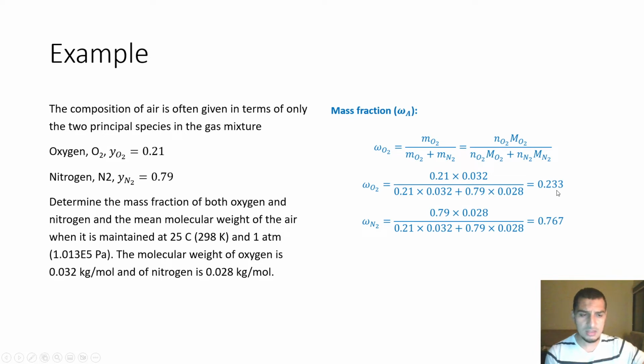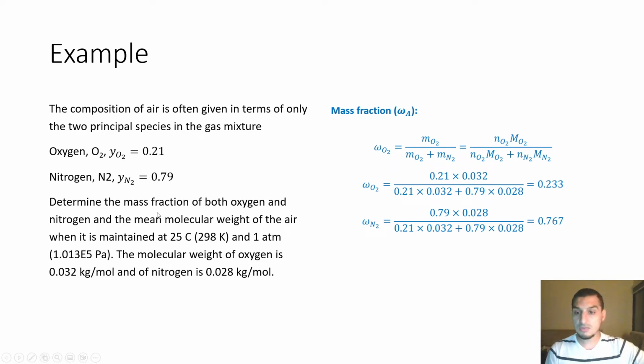So see, of course it's not going to be the same value, but it's higher for oxygen because the molecular weight of oxygen is higher than that of nitrogen. So the mass is going to be higher. So the mass fraction is going to be higher for oxygen.